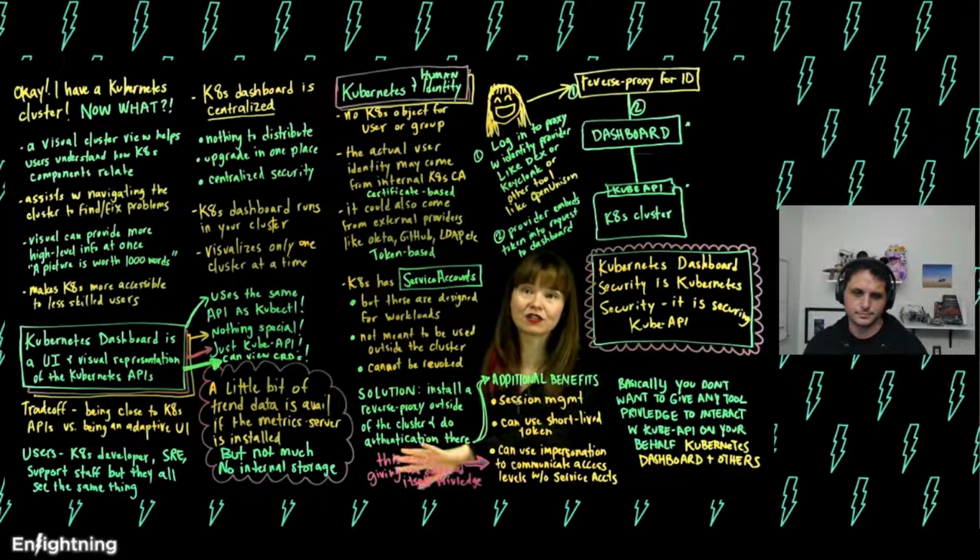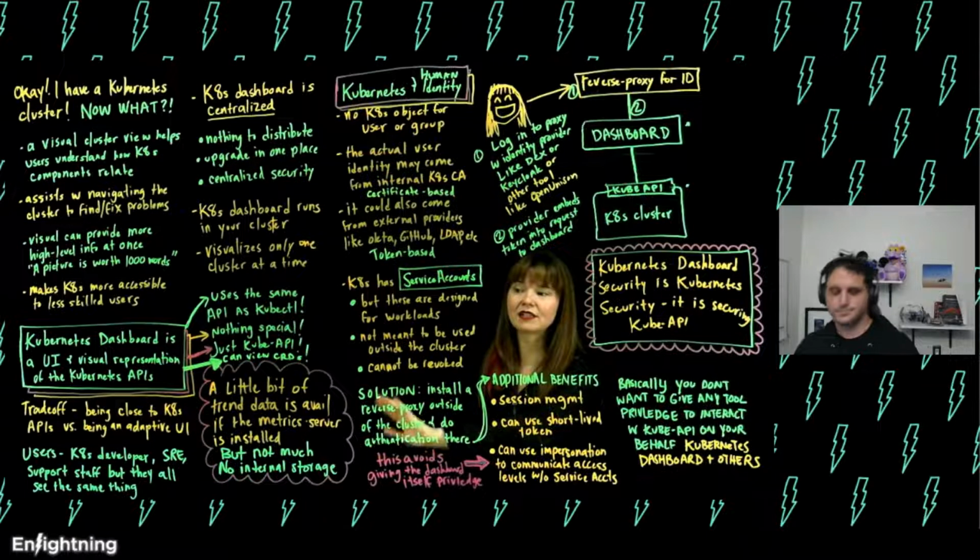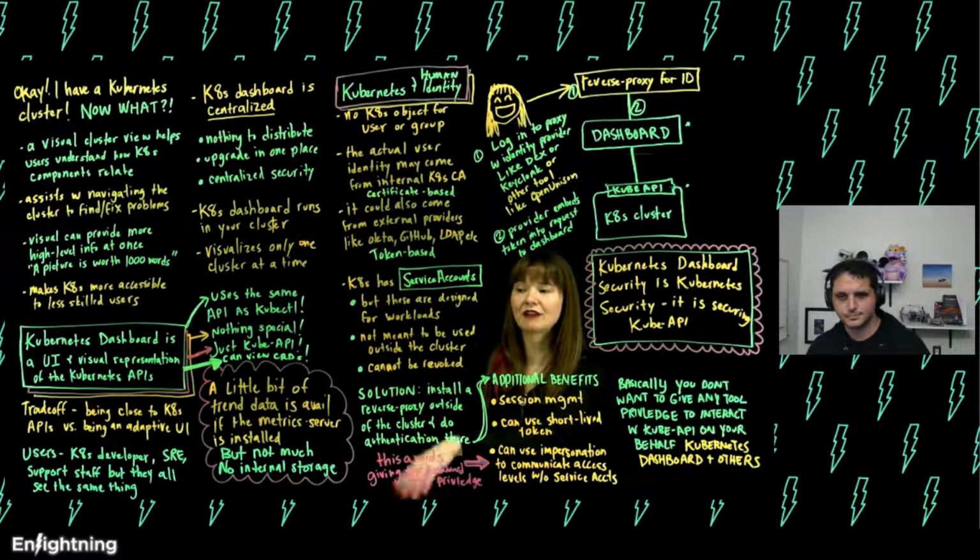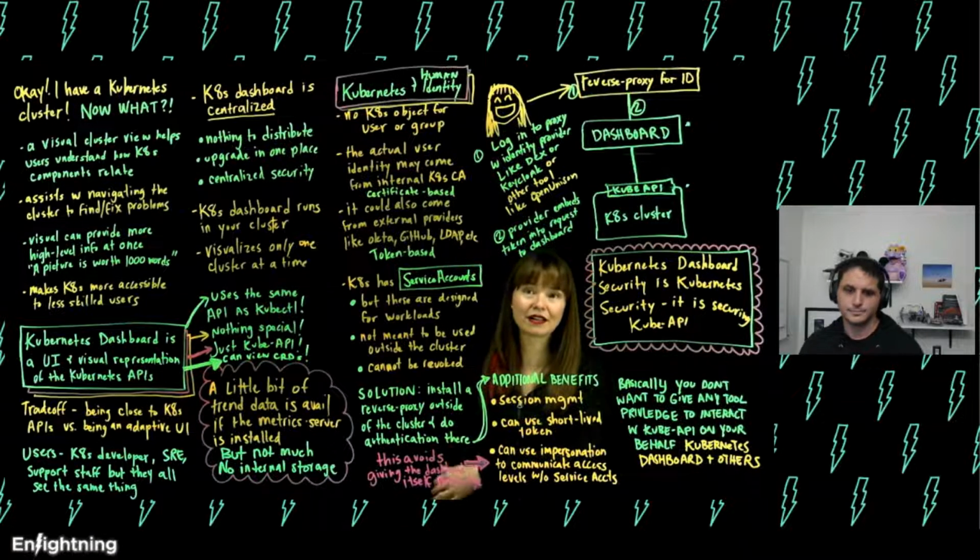There's no storage as part of it. So there's a little bit of trend data that's available in memory that can be pulled if the metric server's installed, but there's not much in terms of storage of historical data.